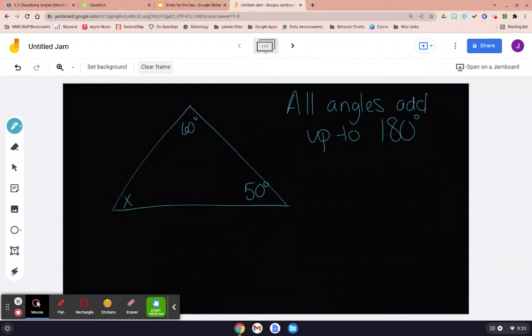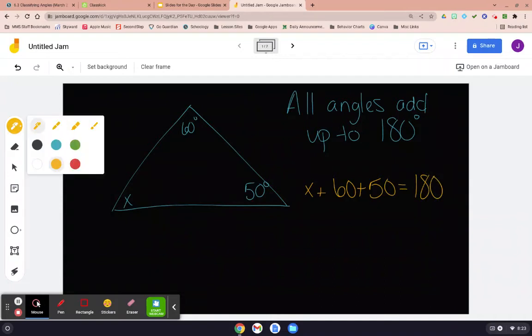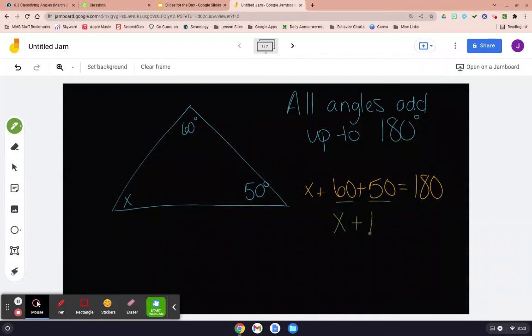Since they all add up to 180 degrees, we could do x is one of the angles, plus 60 is one of the angles, plus 50 is one of the angles. And we're going to set it equal to 180 because it's a triangle. So we can combine like terms, 60 plus 50, we can turn it into x plus 110 is equal to 180. So my last step is to subtract 110 from each side, so x is going to be equal to 70.